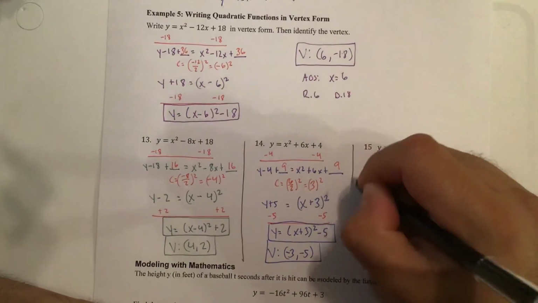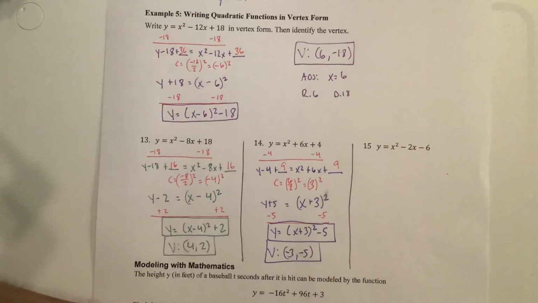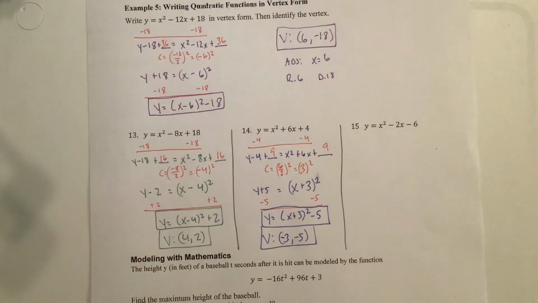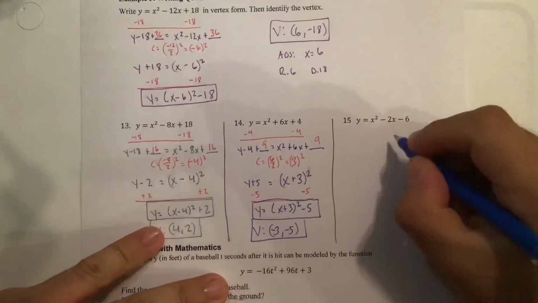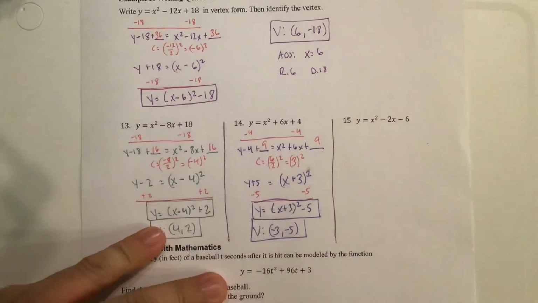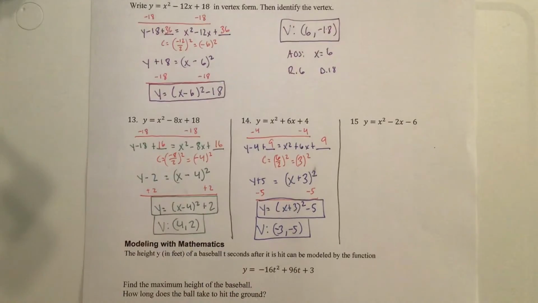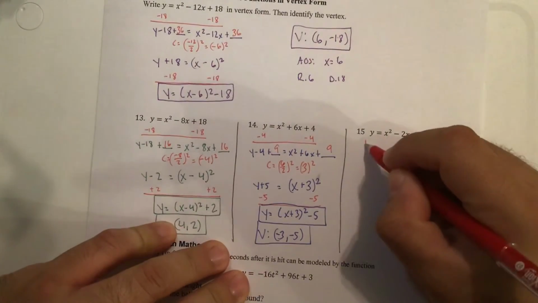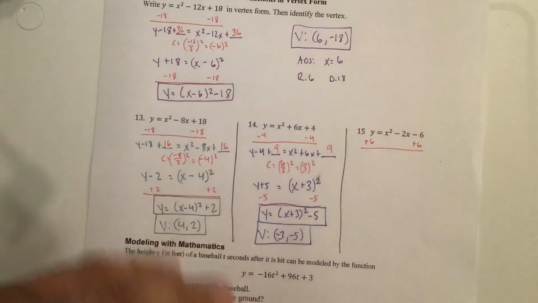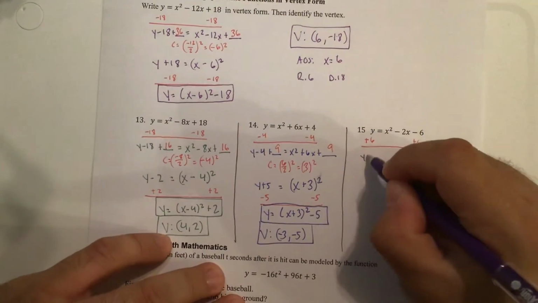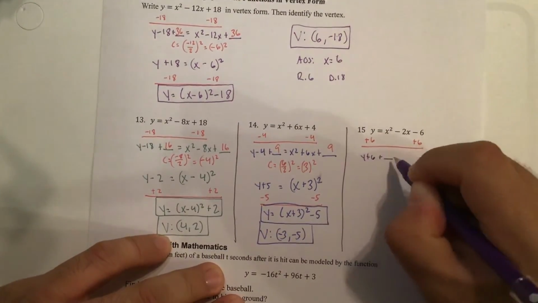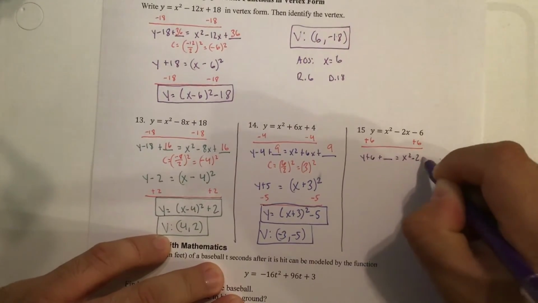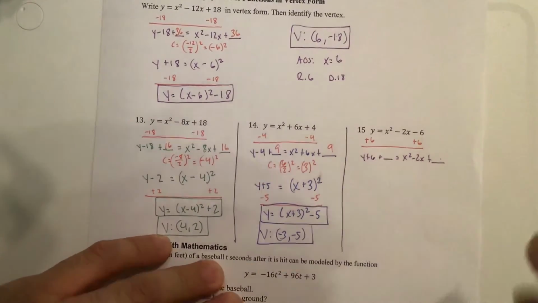All right, on to number 15 here. So our last one for this part here, first thing we're gonna do, again, standard form, the perfect c value is not there, so we're gonna make it happen. So we're gonna go ahead and add the 6 over to the side of y. So we get y plus 6 plus blank equals x squared minus 2x plus the blank.